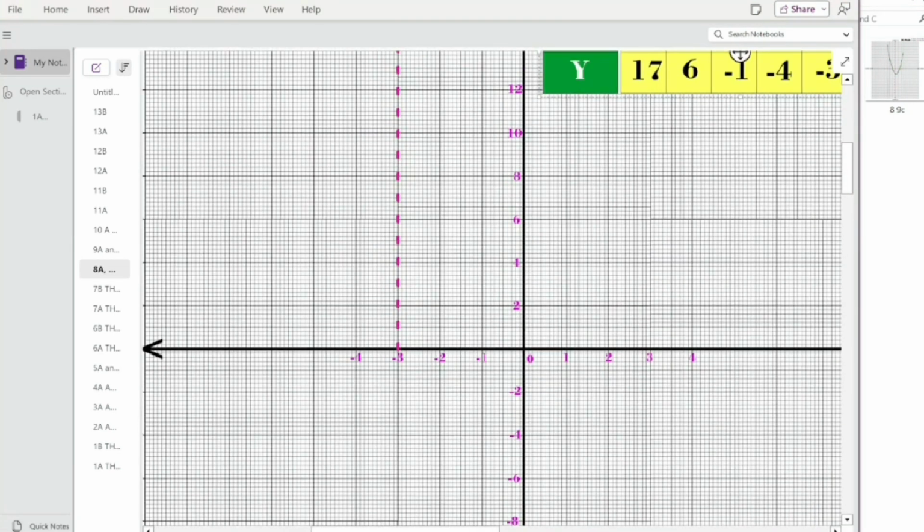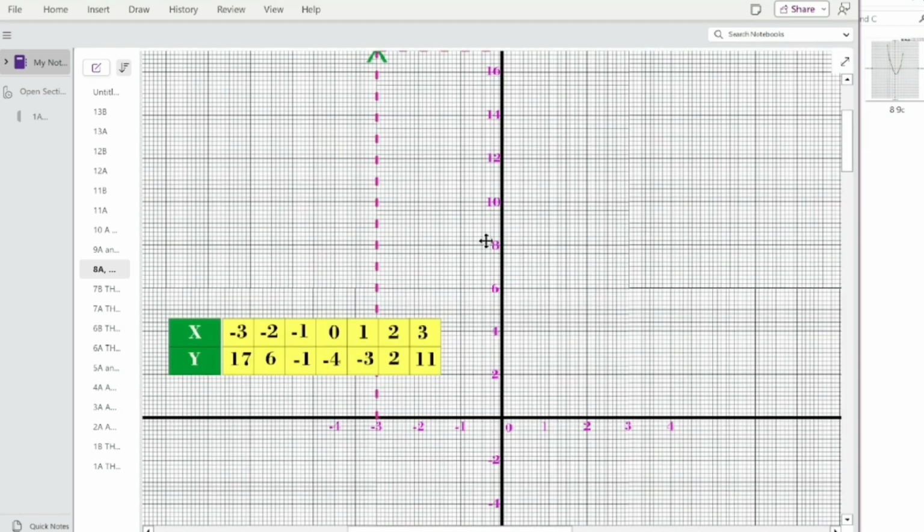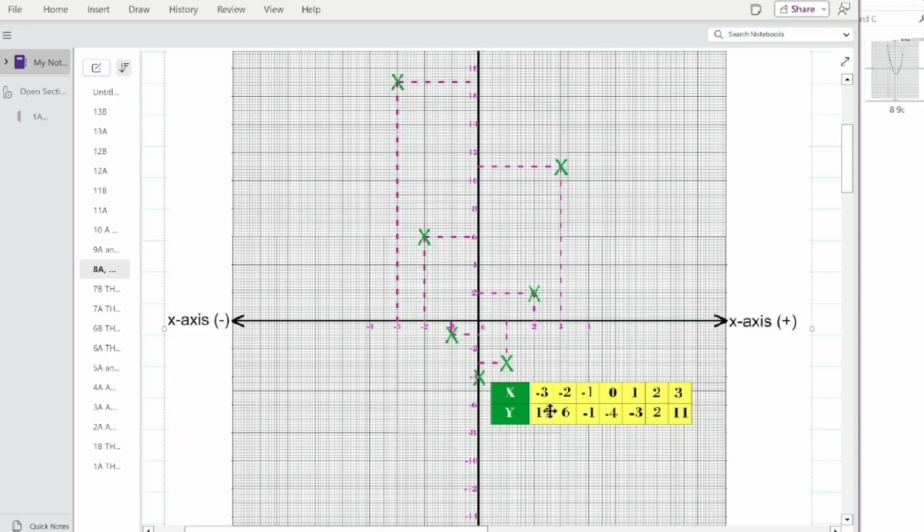The next line says when x is minus 1, y is minus 1. This is 0, this is negative 1 on the y-axis, so it's somewhere here. Next point is actually here. So here are our points. When x is minus 3, y is 17. This is minus 3 on the x, and we'll go 17 on the y positive axis.